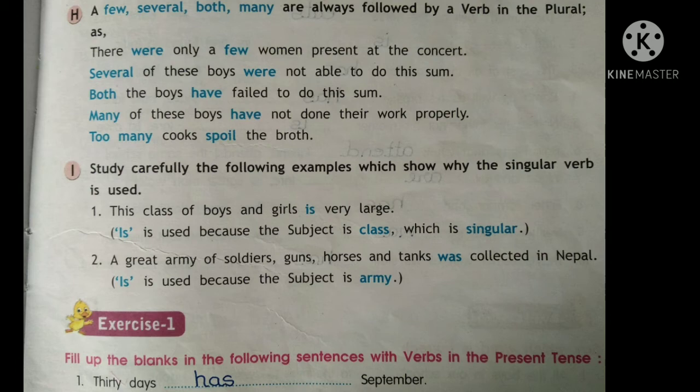"Both the boys have failed to do this sum." "Many of these boys have not done this work properly." "Too many cooks spoil the broth." So remember, certain words, when they are there in the sentence, the verb automatically agrees with it. So we need to keep these in mind.